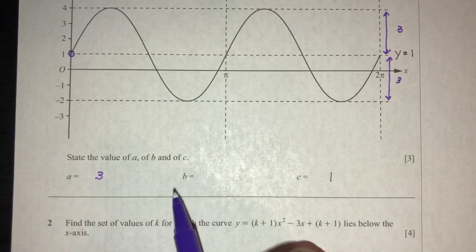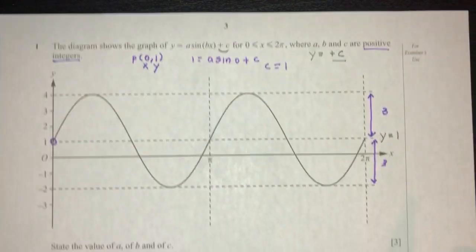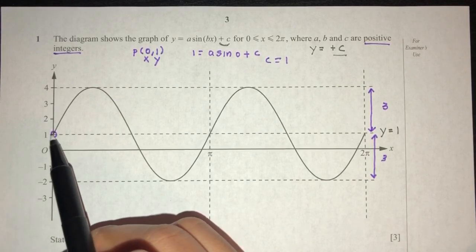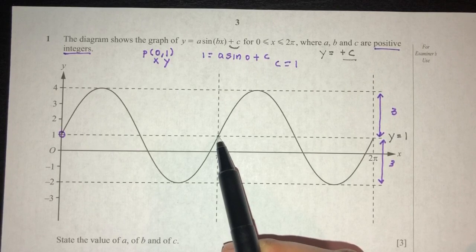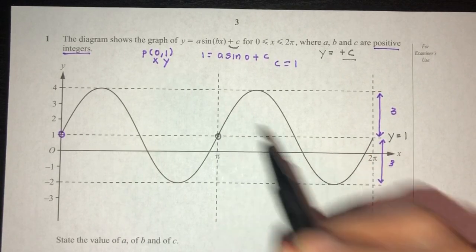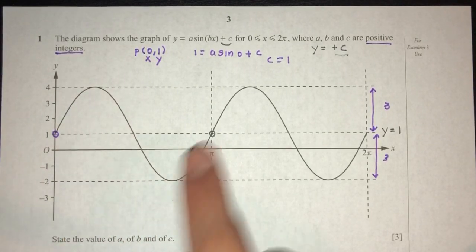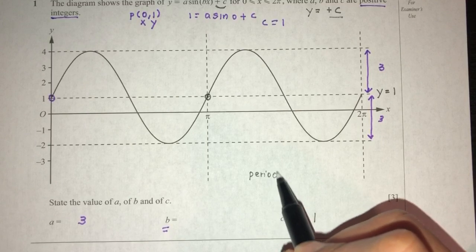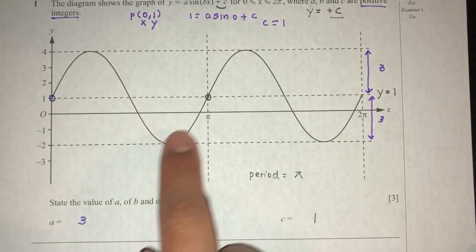Now let's find the value of b. B, as you can see, is right here. To find b, we must first find the period of our curve. So let's see, our curve starts here and ends here. That is one cycle. Our curve takes pi radians to end one cycle. So we say the curve has a period of pi because it takes pi to complete one cycle.